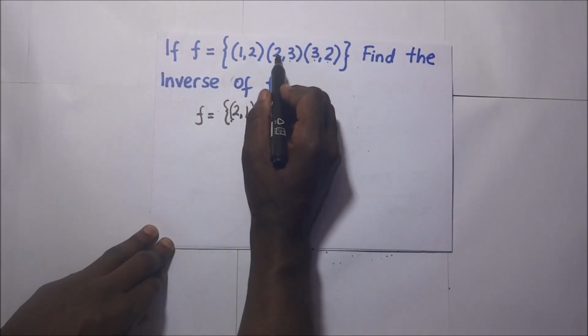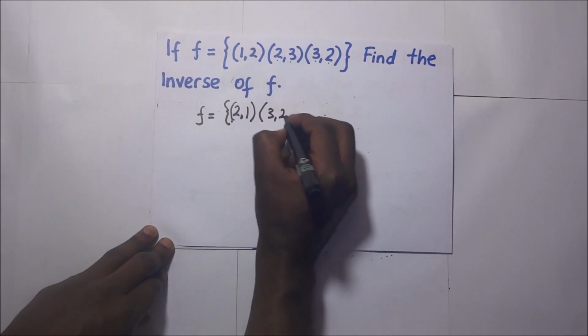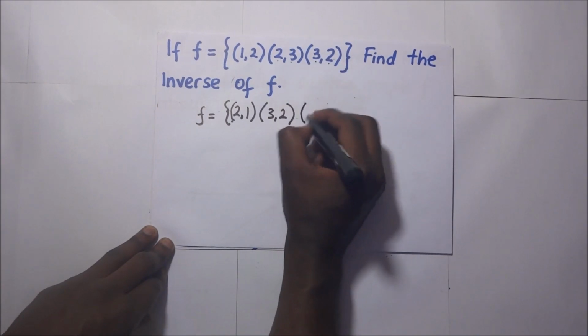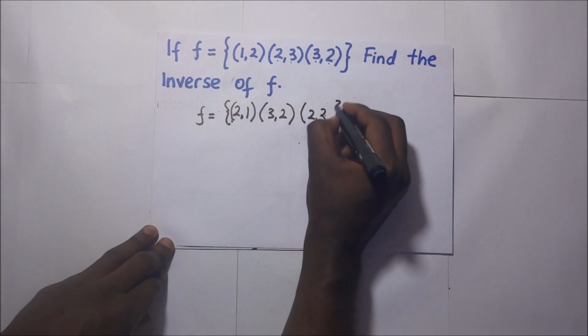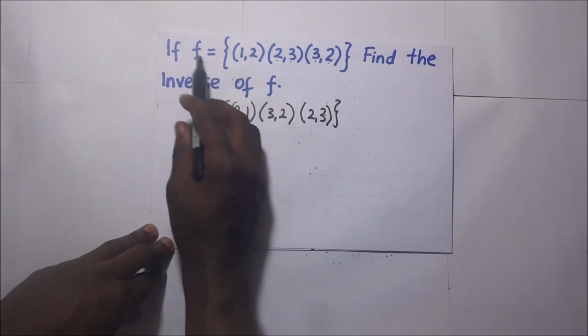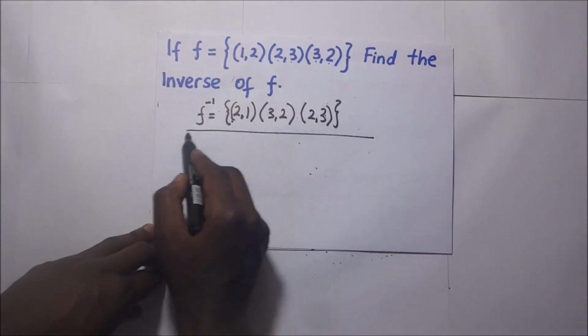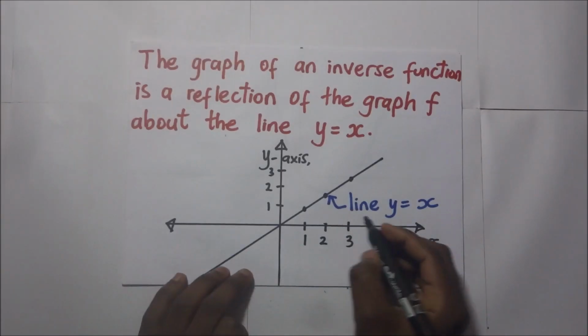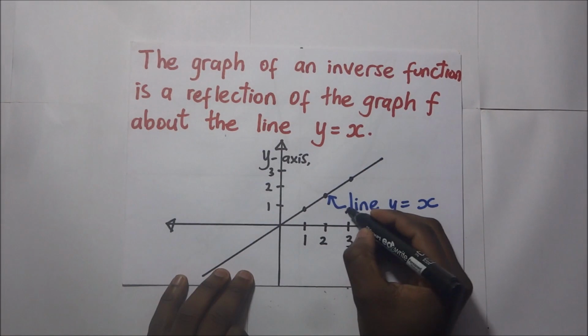Then this is 2, 3. The reverse of this is 3, 2. Then this is 3, 2. The reverse of this is 2, 3. And definitely this is now the inverse of that. This is our answer. Let's say we are having a point 3, 1 right there.